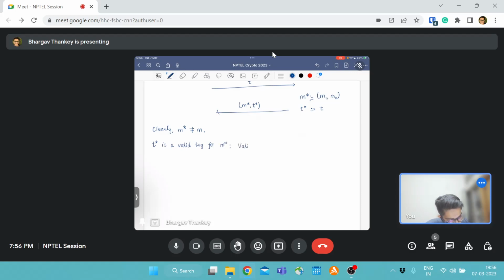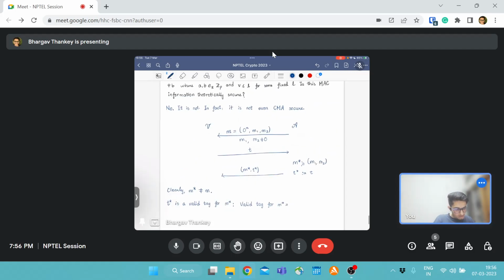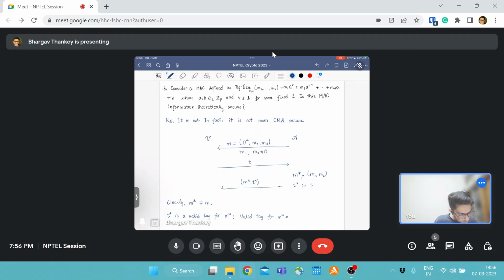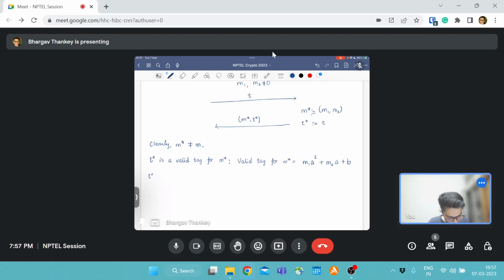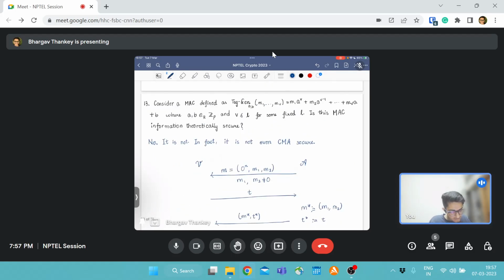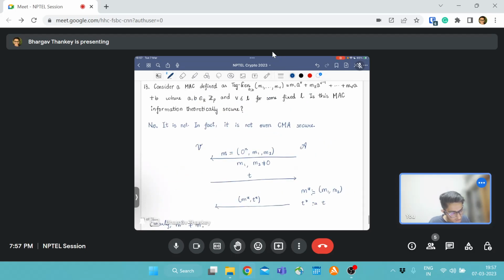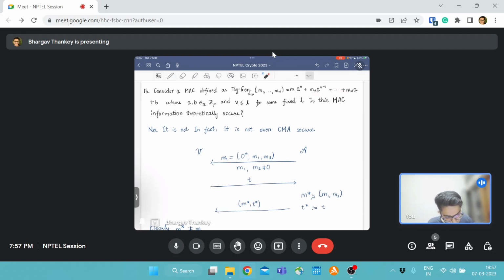So what's the valid tag for M star? According to this definition, over here V is just 2. So it is going to be M1 A to the V, which is 2, plus M2 A to the V minus 1, which is just 1, plus B. So this is the valid tag. Now let's see what T star is. T star is a valid tag for M, and M is 0 to the n, M1, and M2.